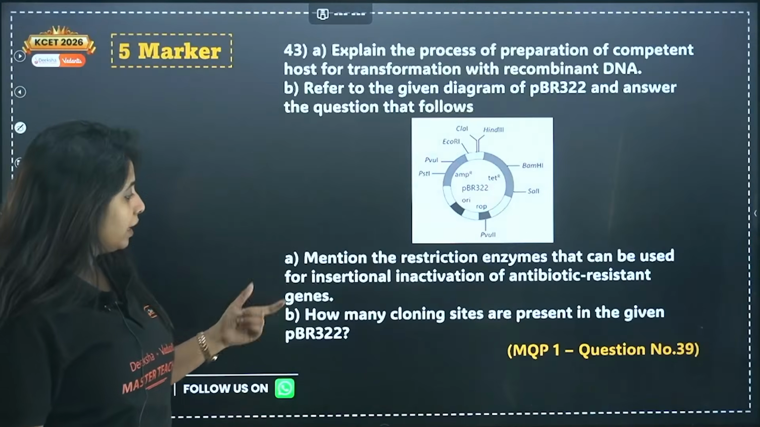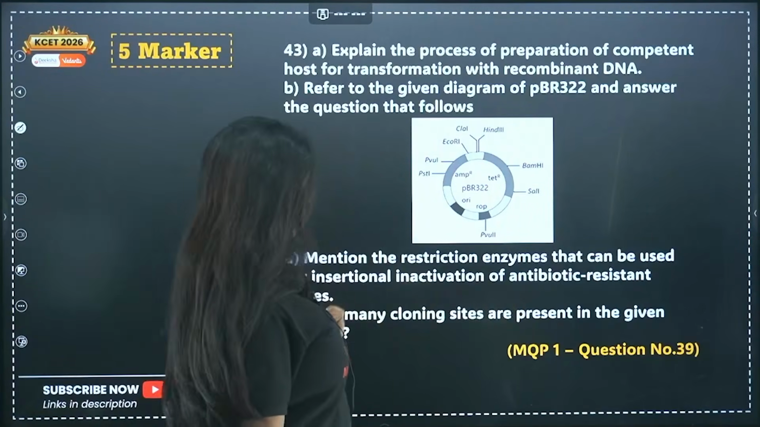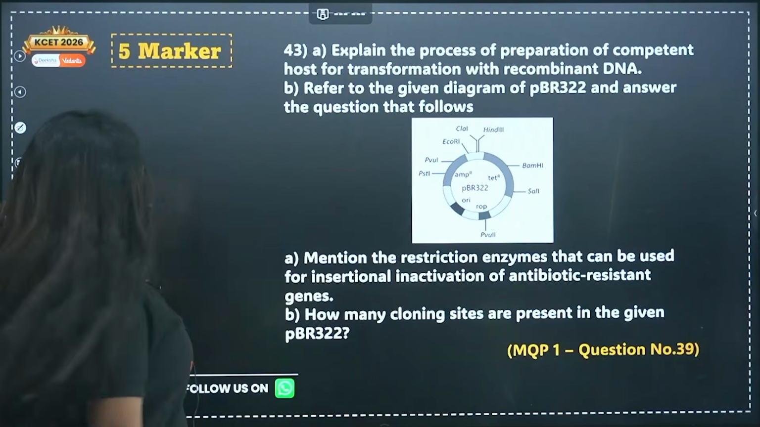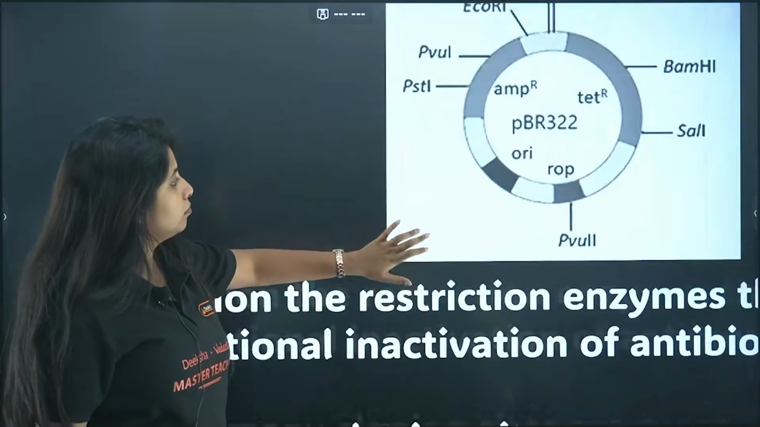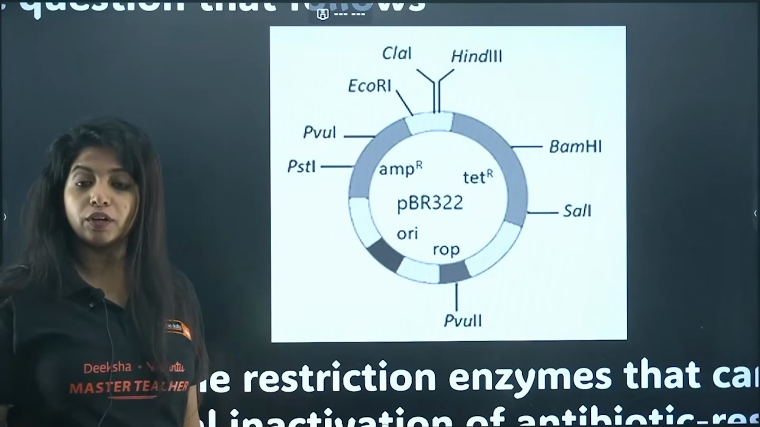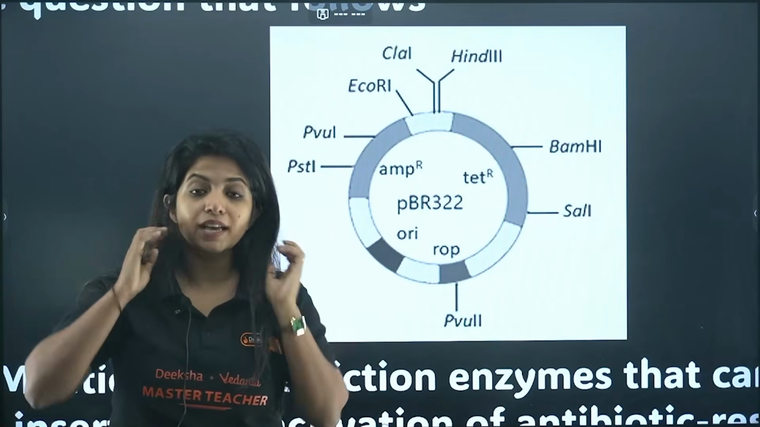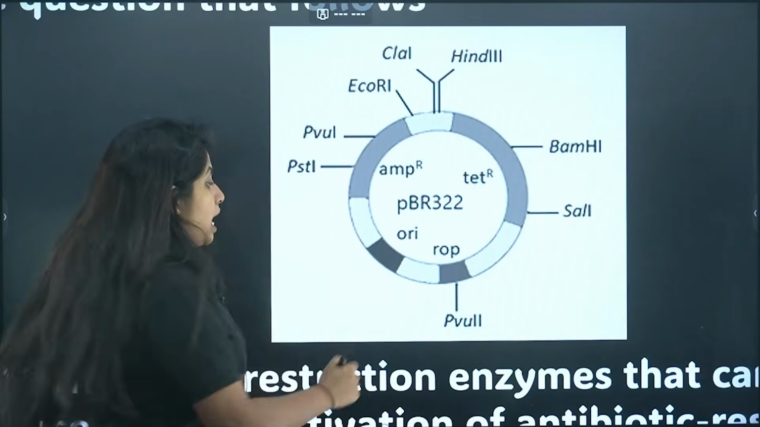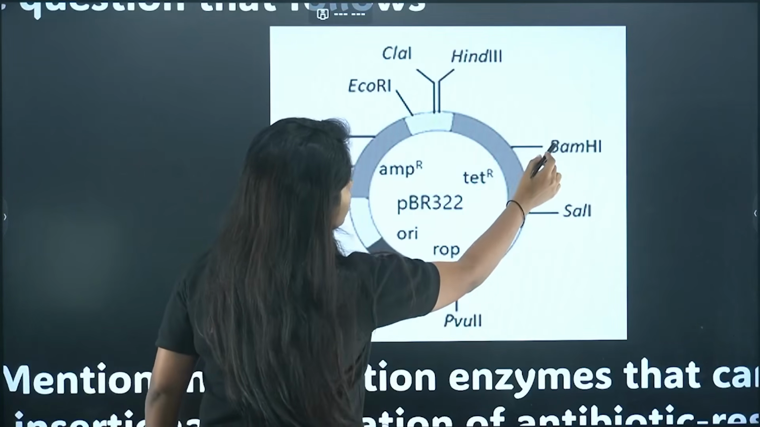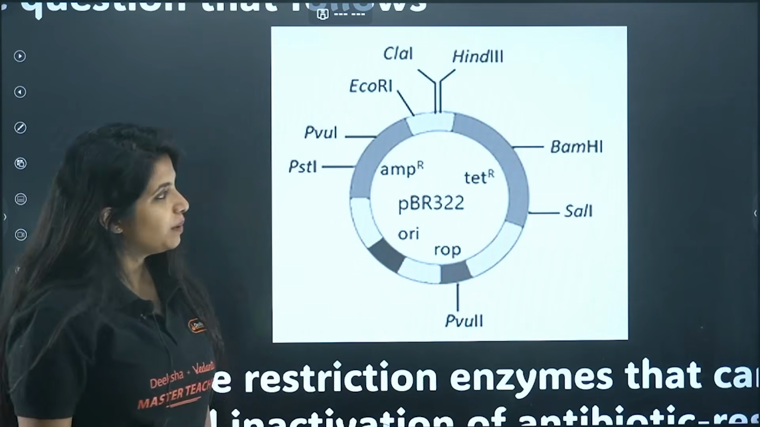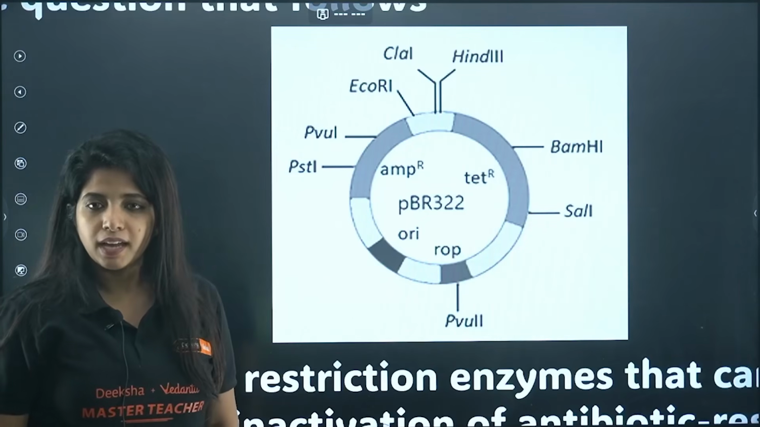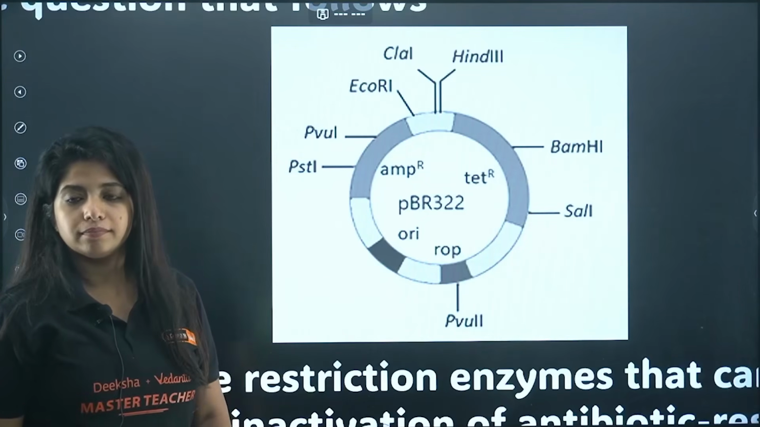Now one more question is there. How many cloning sites are present in the given pBR322? So how many cloning sites do you think are present in this particular pBR322? Cloning sites means restriction sites where I can put my DNA. I have 1, 2, 3, 4, 5, 6, 7, 8. I have 8 of them.